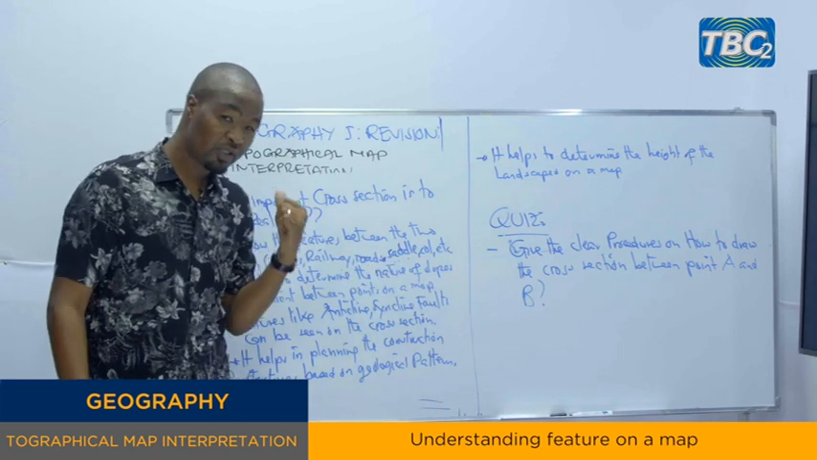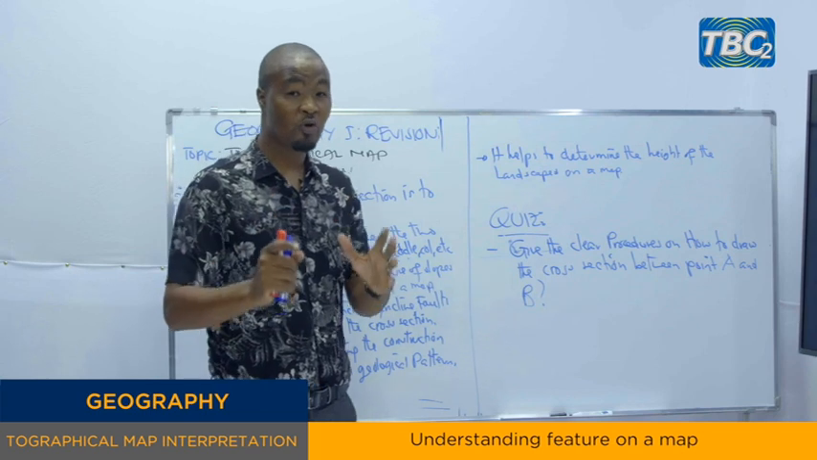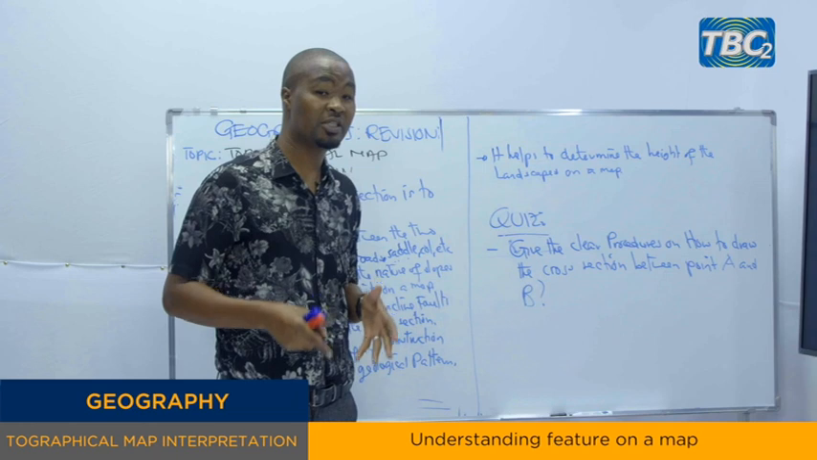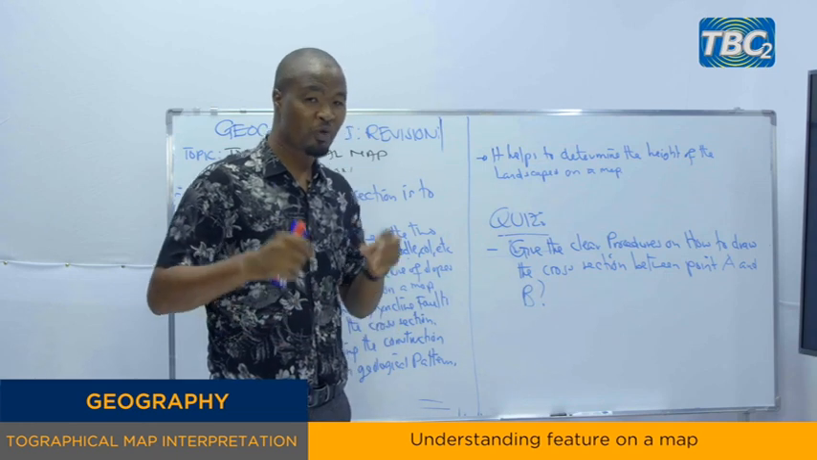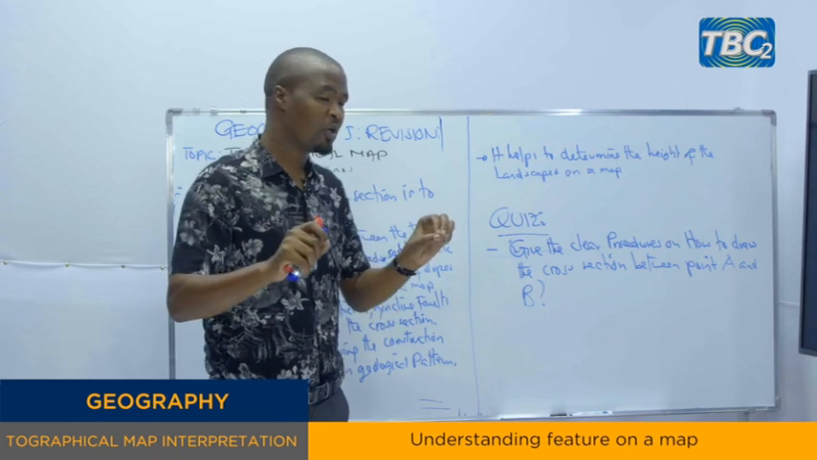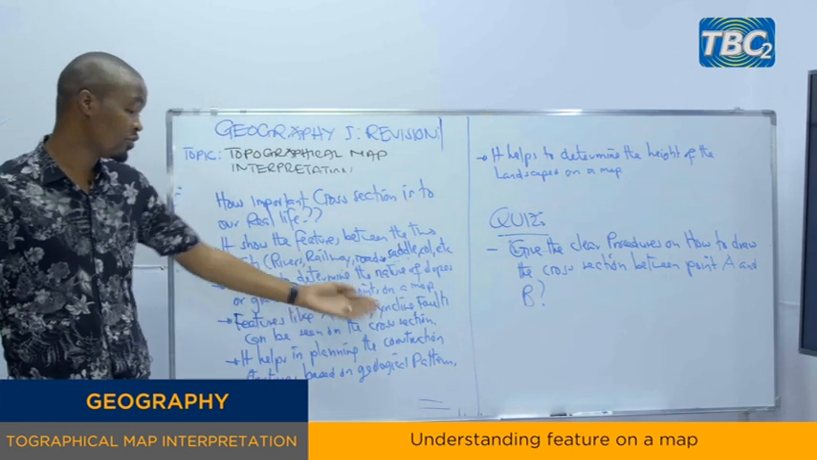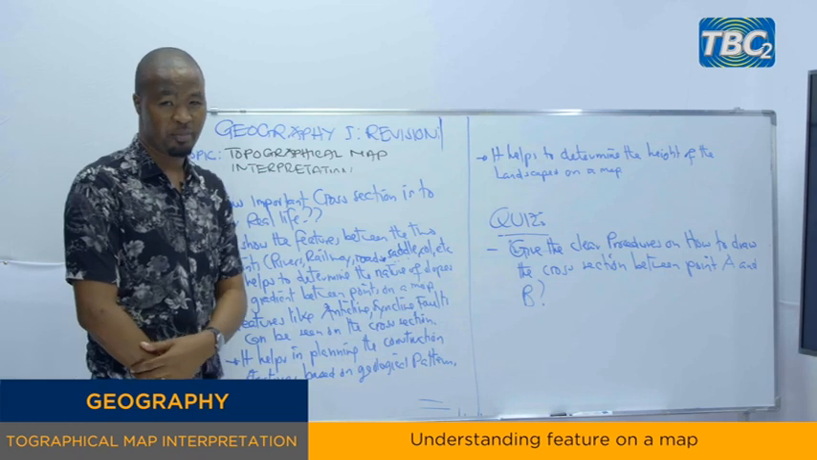As we have seen earlier, to draw the cross section, and at the same time, how you are going to determine or calculate the slope or the gradient between the 2 points. Through cross section, you can determine the nature of the slope or gradient between the 2 points on your map.